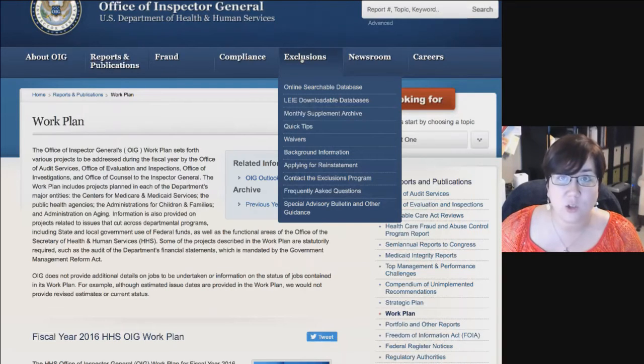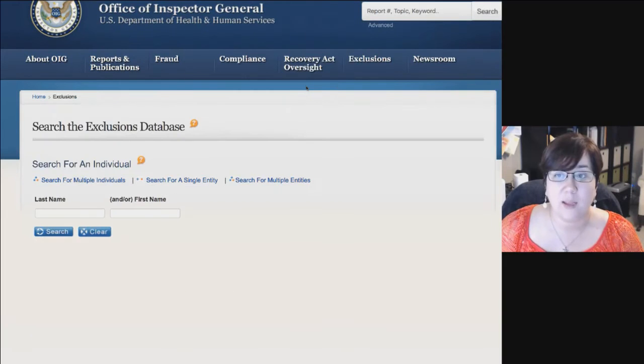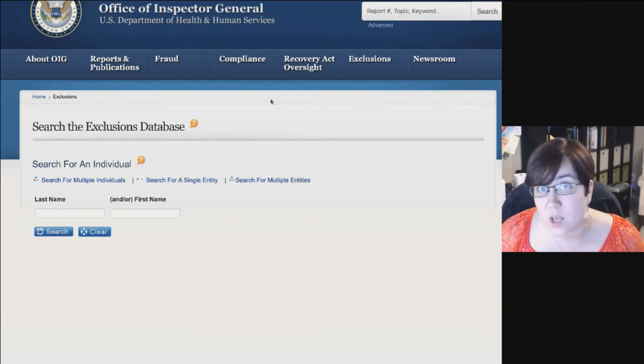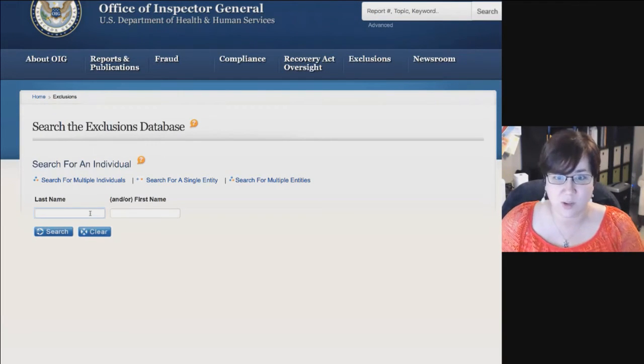The online searchable database and the LEIE downloadable database are the same thing. I tend to use the online searchable just because I don't want to have to download it over and over and over again. It's easier for me just to go out and look it up in the searchable database. And if you haven't already, go look yourself up. Make sure you're not on this list for some reason. If you were on this list, you'd know you were on this list.